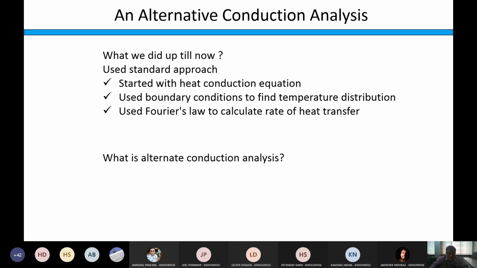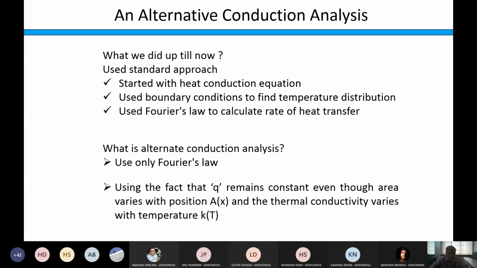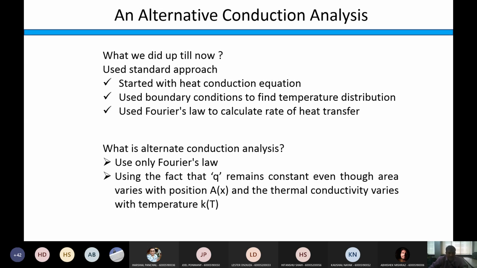So the integral approach we are going to talk about. So what is alternate conduction analysis? Alternate conduction analysis is this. We will use only Fourier's law of heat conduction and nothing else. So we are not going to use the boundary conditions directly. What we'll do exactly is we are using the fact that this Q, the rate of heat transfer Q, remains constant. I have been talking about this Q remaining constant, Q same through all the layers, right?